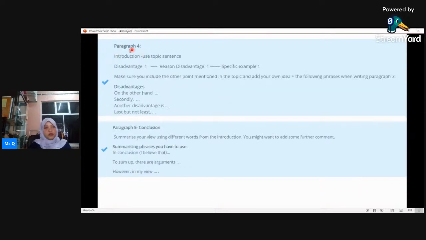And then paragraph 4. This is where you sometimes talk about the other side of things. Perhaps if you have talked about the advantages of having all 10 siblings for paragraph 2 and 3, you can talk about the disadvantage in paragraph 4. Only one disadvantage, and then a specific example.